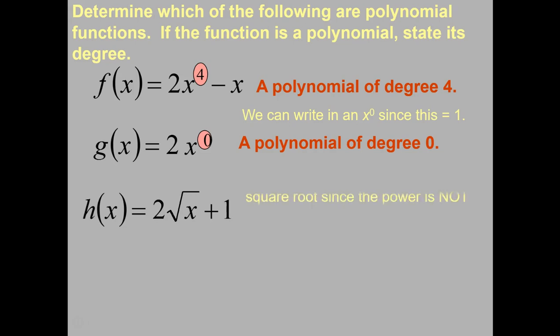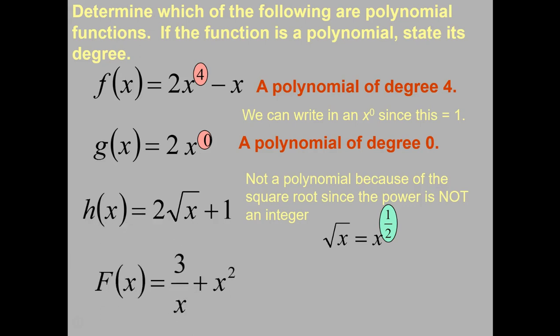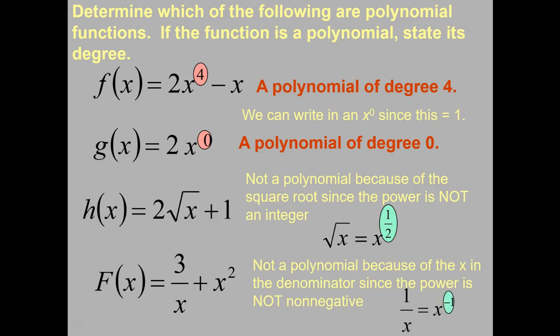Is this a polynomial? It's not, because a square root can be written as x to the 1/2 power, but that is not an integer exponent. We have 3 over x plus x squared. This is also not a polynomial because the x in the denominator can be written as x to the negative first, which is a negative integer power rather than a positive integer power.